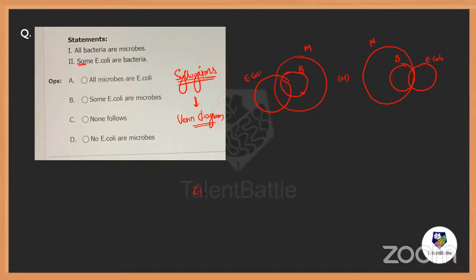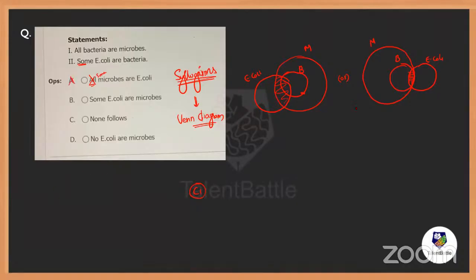Now, conclusion one, what does it say? All microbes are E. coli. People, tell me, are all the microbes E. coli? What is the relation between microbes and E. coli? Only some microbes are E. coli, not all. So option A is wrong because the actual relation should be some. So option A is gone.